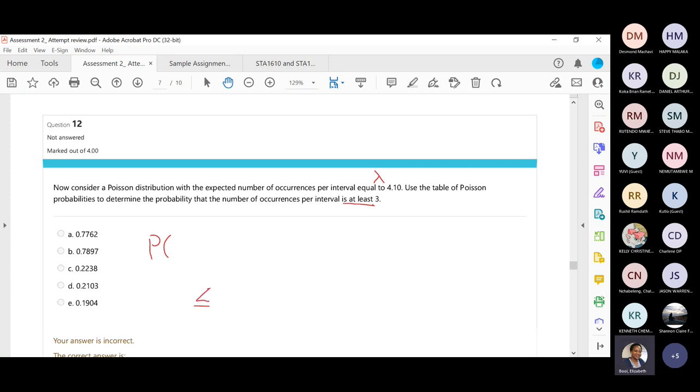Less or minus? Nope. What is at least? I'm sorry, less or equals to. Nope. What is at least? Greater than or equal to. At least, it's greater than or equals to 3. Always remember that.